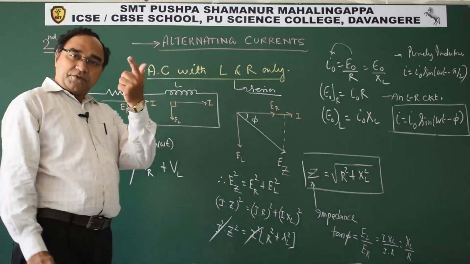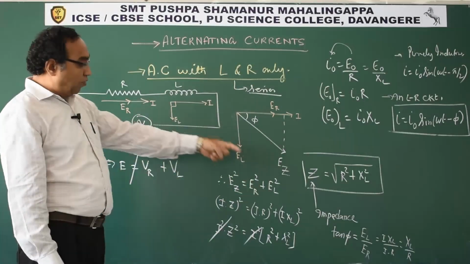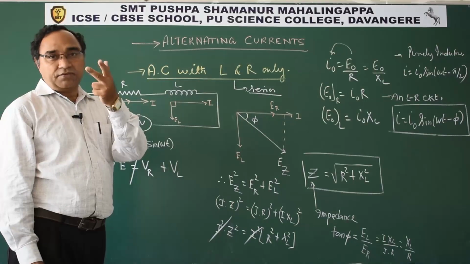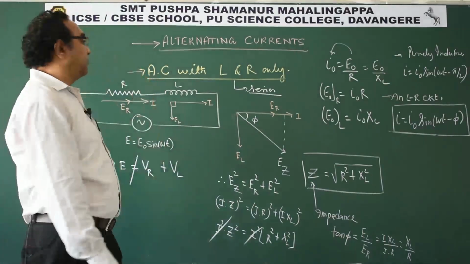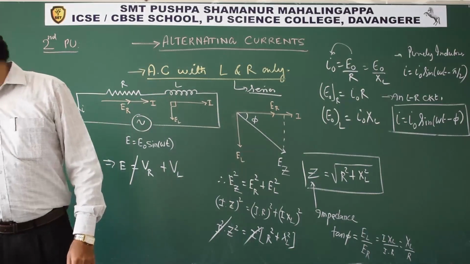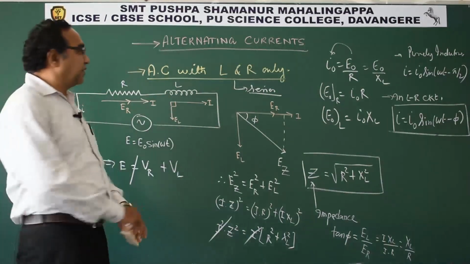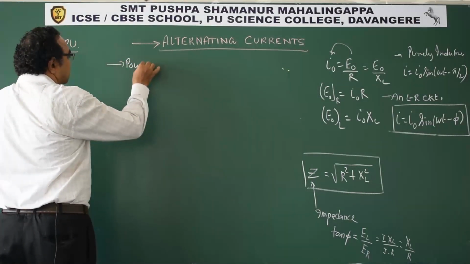Now, we have the expression for current. We know the phase difference. Two things we are knowing. Finally, we have to find out the power consumed. So, let us calculate now what will be the power consumed in an LR circuit.